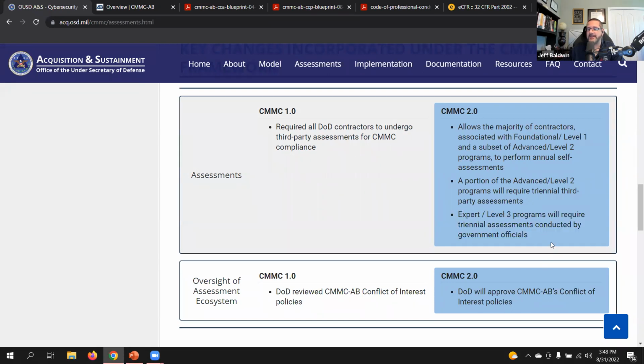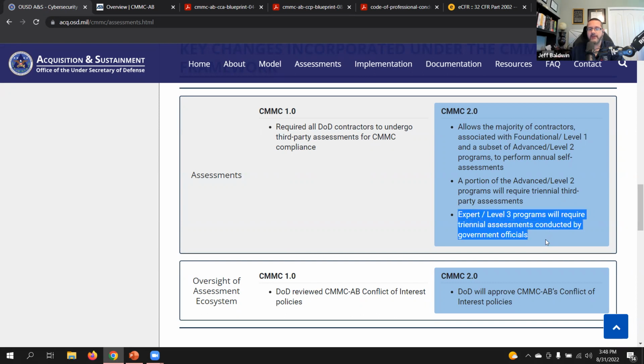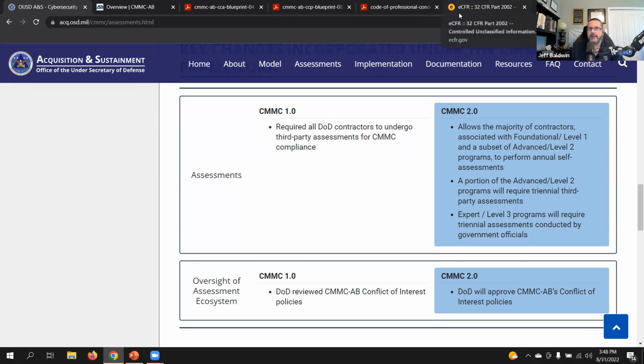So that's where your DIBCAC and your DCSA assessors probably will end up playing. One thing to know is that there are assessments at level 3. In order to get assessed at level 3, you have to have a level 2 first. So you have to have your level 2, then you get a level 3 assessment, and level 3 assessments are only done by government officials. So that's what you need to know for the exam.